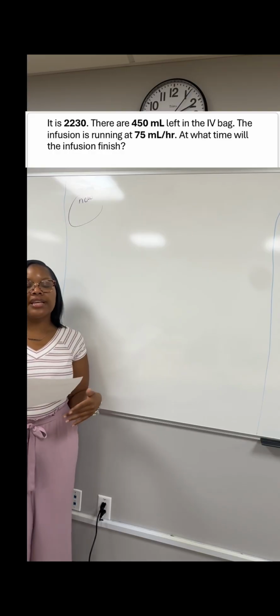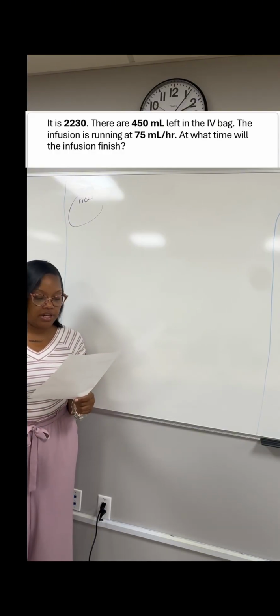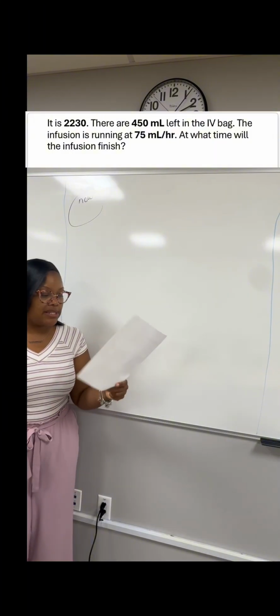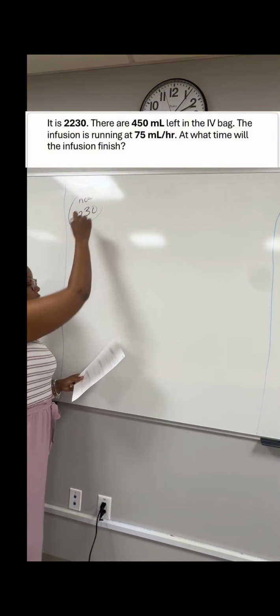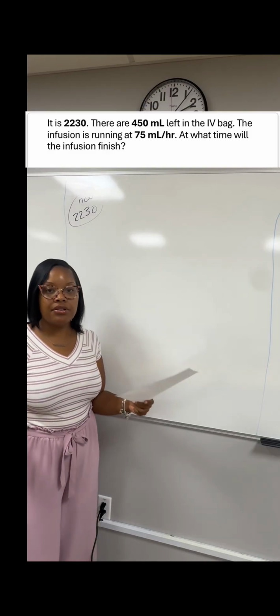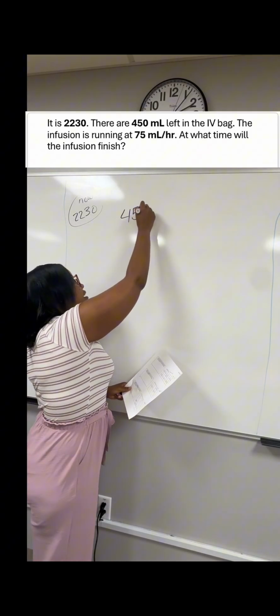As it is 22:30, it says there are 450 mLs left in the IV bag. The infusion is going at 75 mLs per hour. At what time will the infusion finish? All right, so let's start with what time it is now. So it is 22:30. All right, so let's start with how many mLs need to be infused. So it's 450 mLs.